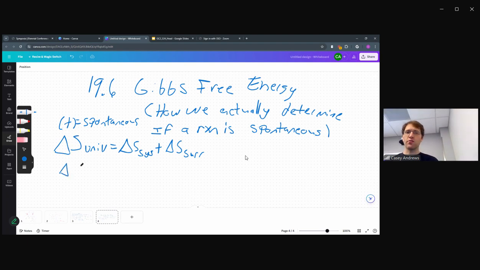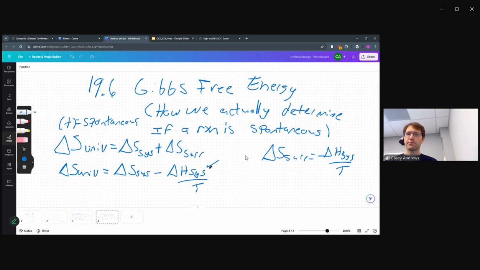So what I can do is say the delta S of the universe is equal to the entropy of our system, and we already have a mathematical expression for this. We said delta S surroundings equals negative delta H system divided by T. So I can plug that in. Now I can just focus on my system and I don't need to worry about my surroundings. If I know the entropy change of my system and the enthalpy change of my system, I can calculate delta S universe.